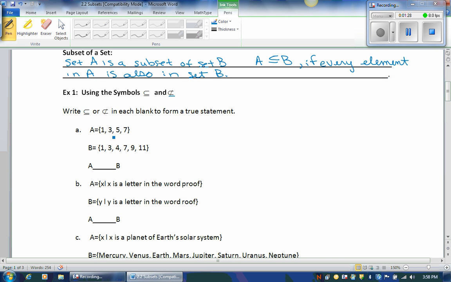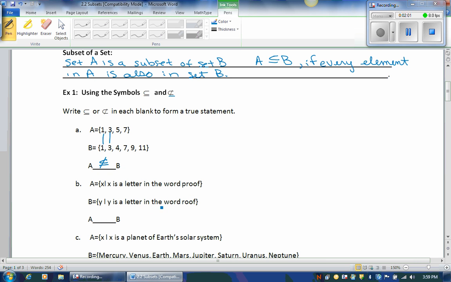So here's set A, 1, 3, 5, and 7. Set B is 1, 3, 4, 7, 9, and 11. Is A a subset of B? Well, we have to check. Is every element of A in B? So here's 1, here's 3. Uh-oh, 5's not in there. So set A has an element that's not in B, so that means it cannot be a subset. Pretty simple.